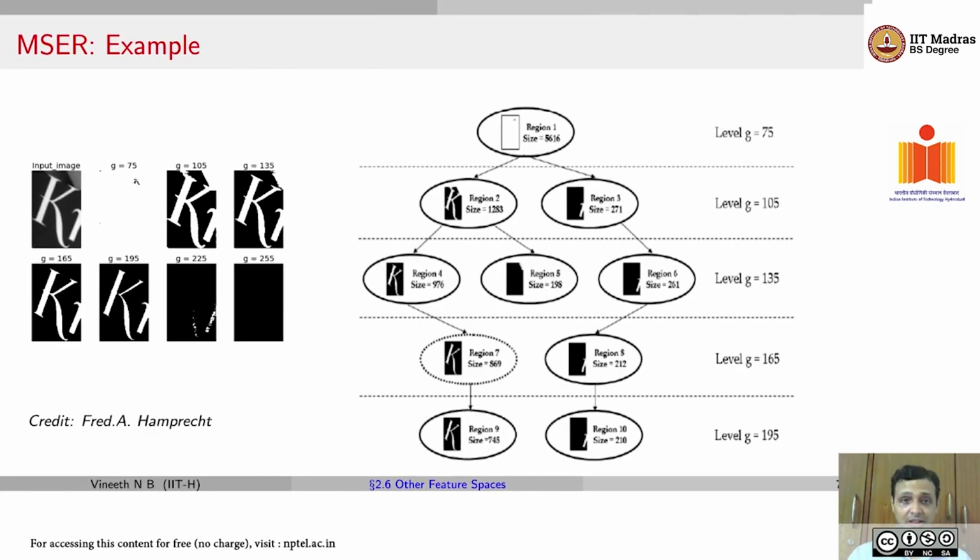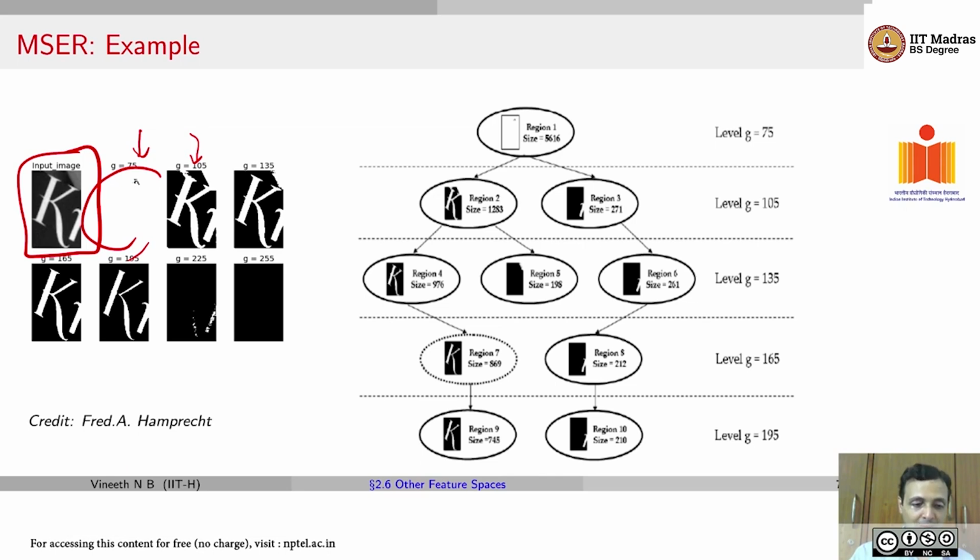Here is a visual illustration. So this is the input image. As you can see, it has some characters in it. And when you set your threshold to be 75, assuming again that you use 8 bits to represent a pixel, so values between 0 and 255, you see the regions not very clearly defined. But when you go to G equals 105, you see regions getting slightly more well defined.